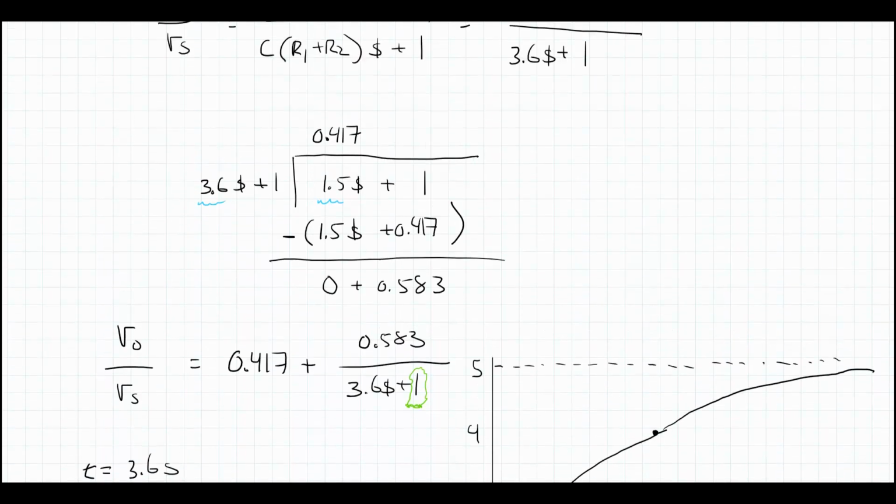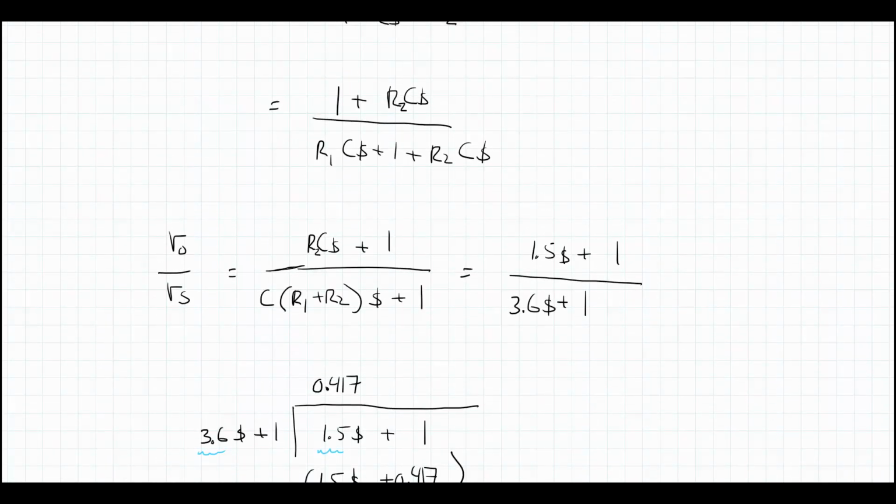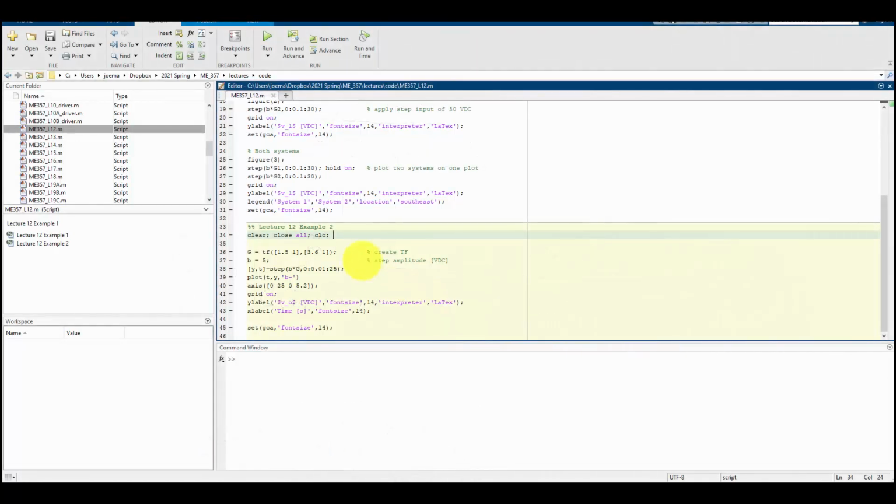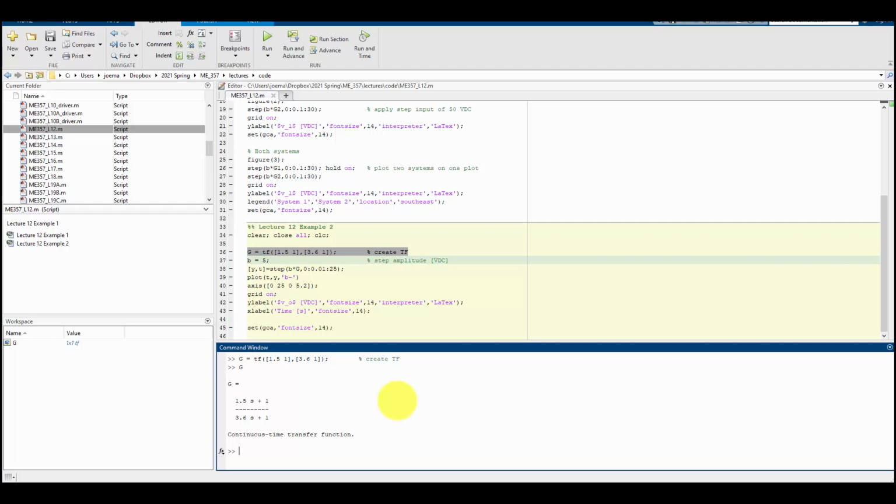Now, just as a reminder, in MATLAB, I am going to put in the transfer function in the standard form where I have descending powers of s. So we're going to see the 1.5s plus 1 as our numerator and the 3.6s plus 1 for the denominator. MATLAB wants it in that original form in order to do the step input. Going into the MATLAB portion now, I will create this transfer function. So just double check it. So this is in the original form. We don't need to split it into a constant and a fractional part. This is what we want to put into MATLAB.